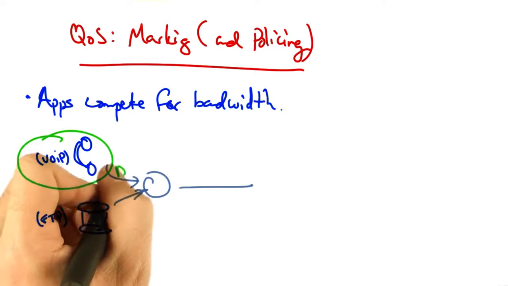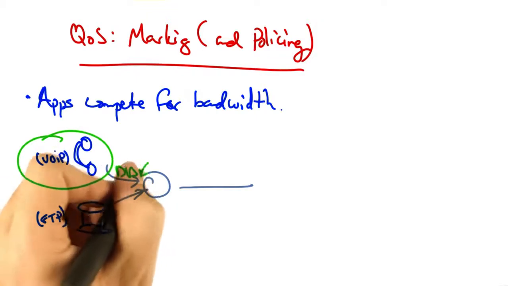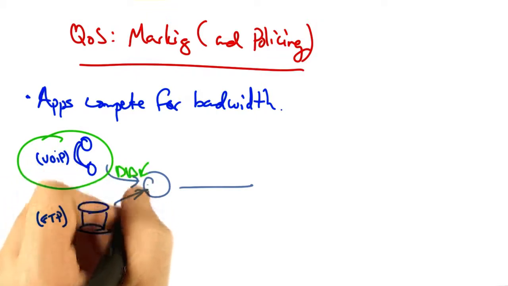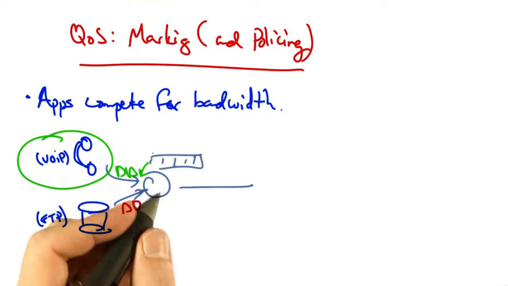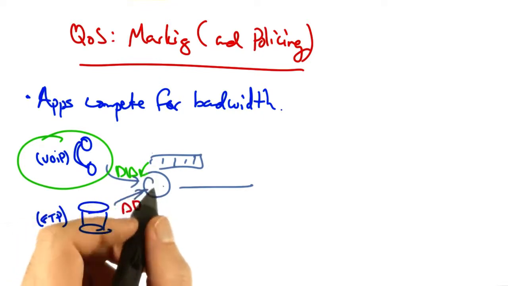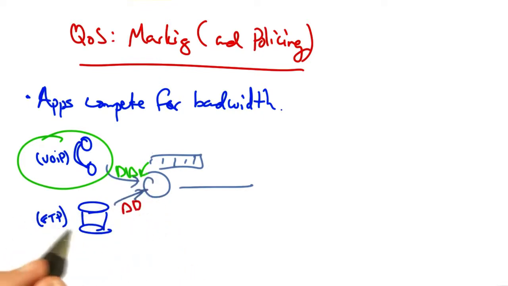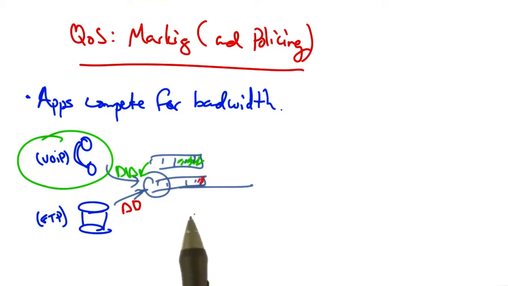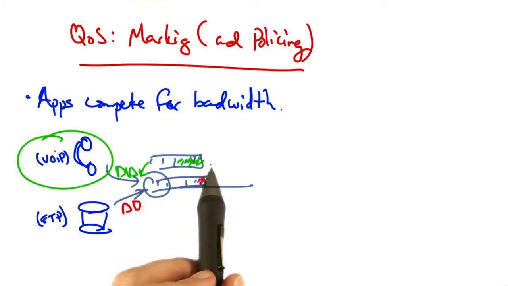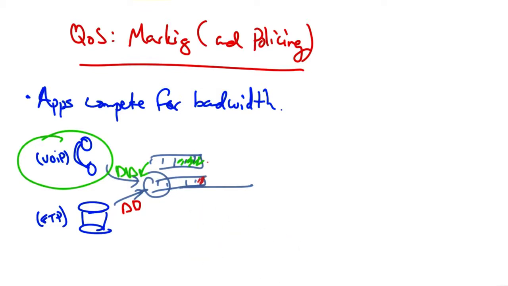In this case, we want to mark the audio packets as they arrive at the router so that they receive a higher priority than the file transfer packets. You might imagine implementing this with priority queues, where the VoIP packets were put in one queue and the file transfer packets are put in a separate queue that is served less often than the high priority queue.